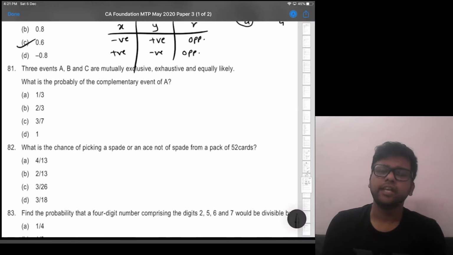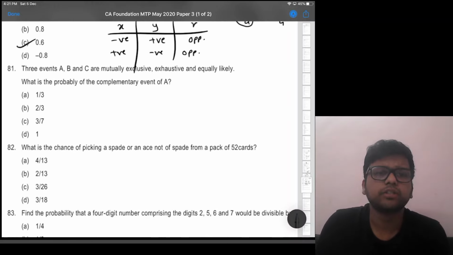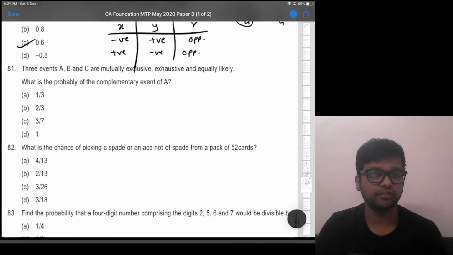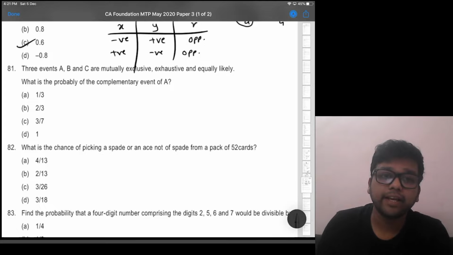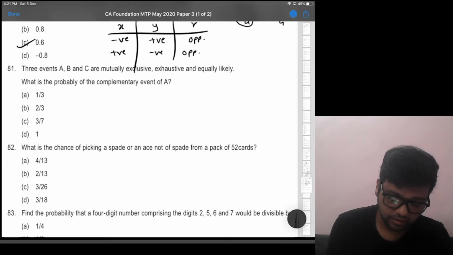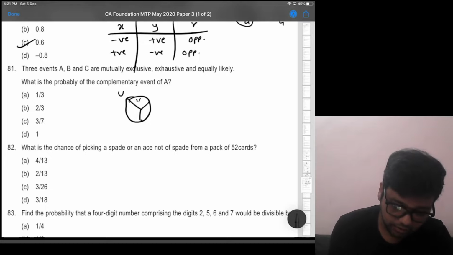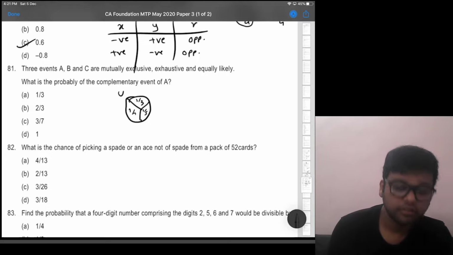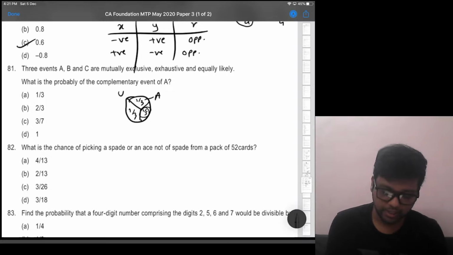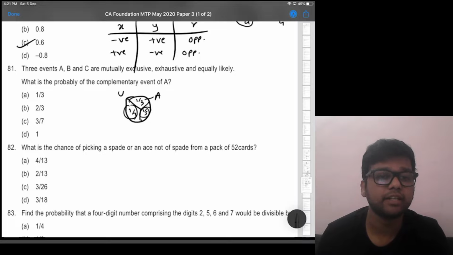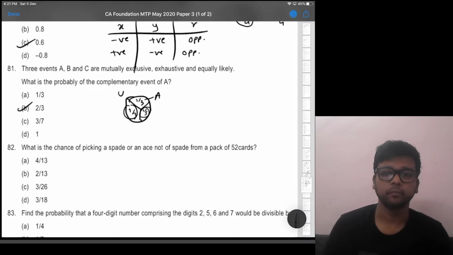Next. Three events ABC are mutually exclusive, exhaustive, and equally likely. What is the probability of complementary event of A? Okay. Equally likely and mutually exclusive and exhaustive. That means they have to be like in exactly three parts, right? If we have a circle as universal set, then they are exactly in three parts having one third probability. Correct. So let's say this is A. So A dash will be what? B and C. B or C, that is 1 by 3 plus 1 by 3, 2 by 3.